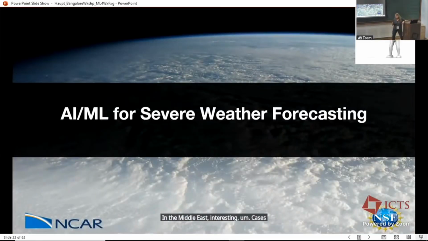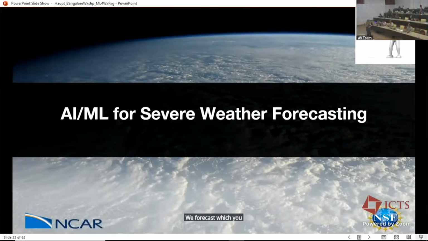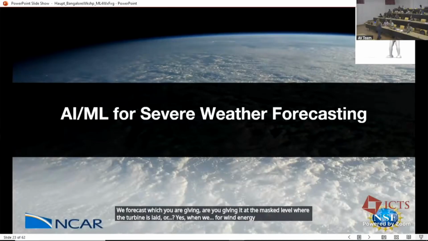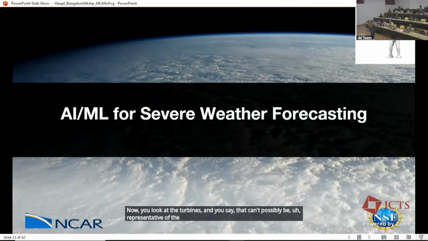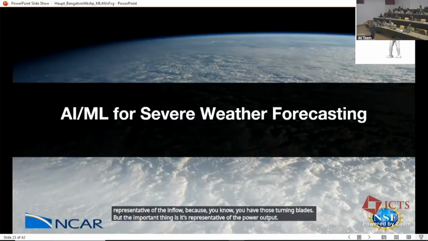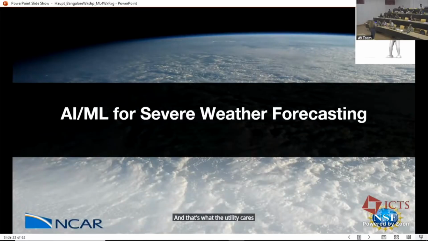Interesting cases. Wind forecast which you are giving, are you giving it at the mast level where the turbine is laid, or? Yes, for wind energy, that's exactly right. We do it at hub height. And for renewable energy, we prefer to have observations from the turbines themselves. Now you look at the turbines and you say that can't possibly be representative of the inflow because you have those turning blades. But the important thing is it's representative of the power output. And that's what the utility cares about, is the power output.